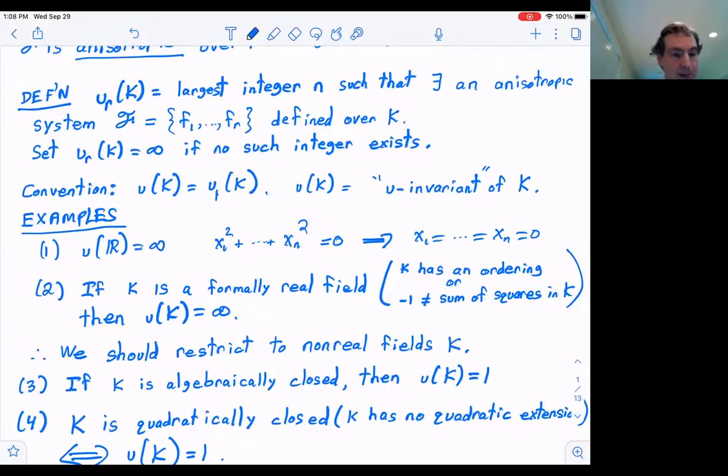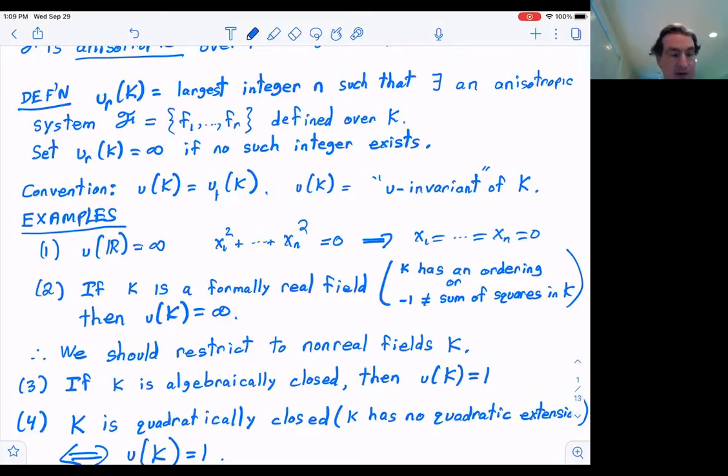More generally, in example 2, if K is a formally real field, and that means, equivalently, either K has an ordering or -1 is not a sum of squares in K. That's a theorem that these are equivalent. Then the U invariant of K again is infinity, because you just look at the sum of squares. x1 squared plus ... plus xn squared equals 0 has only the trivial 0, no matter how large n is. Therefore, the U invariant is only interesting if we restrict to non-real fields, fields that don't have an ordering. That's what I'm always going to assume from now on.